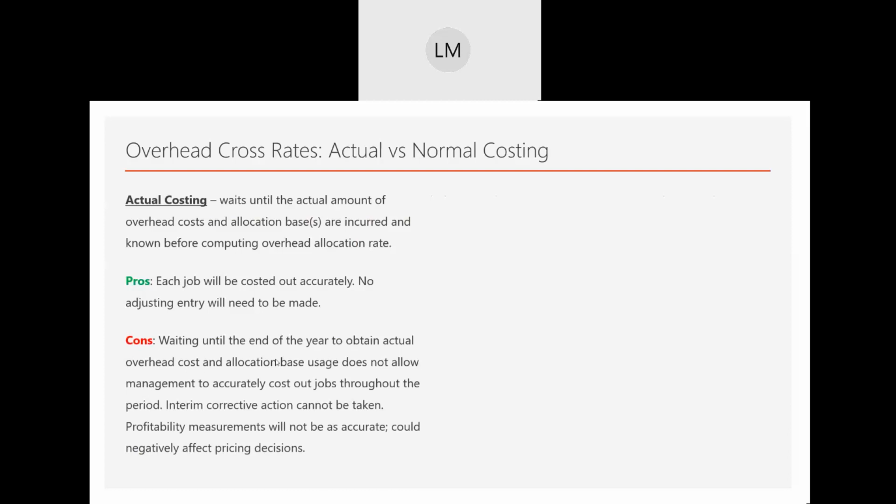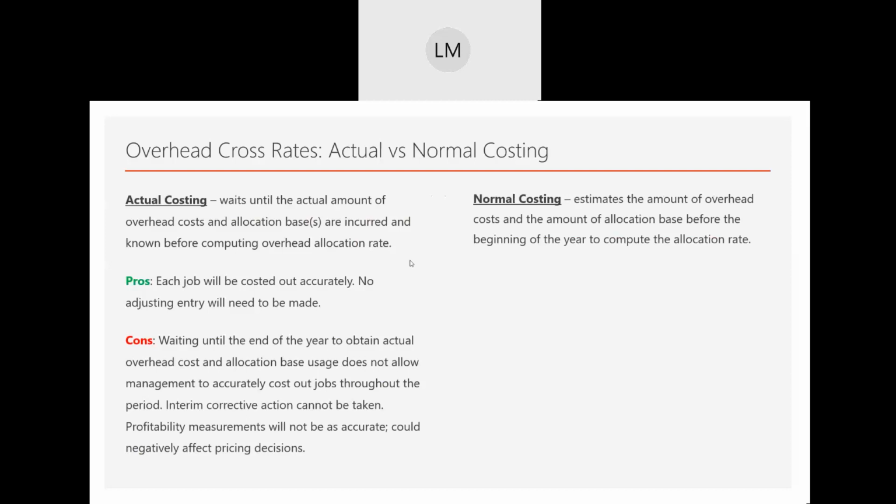And if I don't know all the costs of making a product in order to sell it, if I set a sales price, I could price myself out of the market. I could price myself too low, and so I could leave money on the table. Plus, the cost may actually be higher, and I can't make any adjustments throughout the period because I don't have anything to go by. Now, we're going to assume for most situations here, we're talking about normal costing.